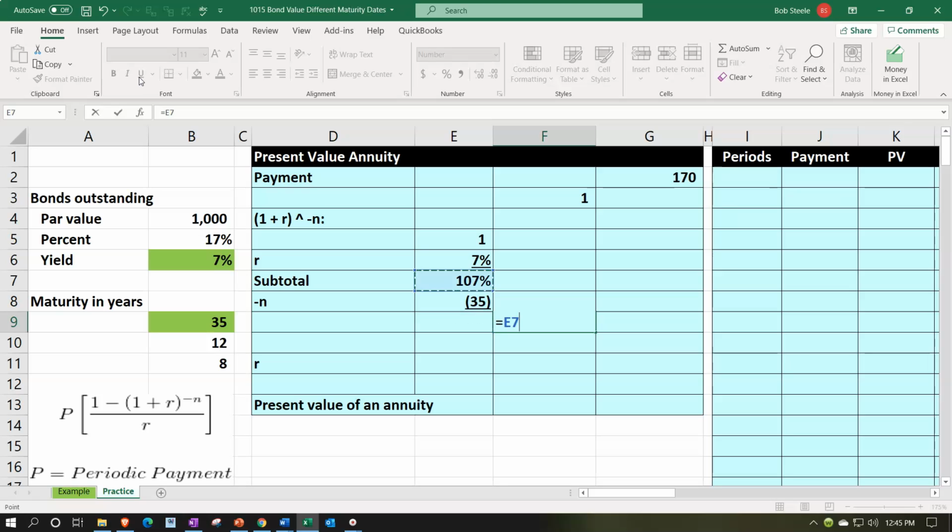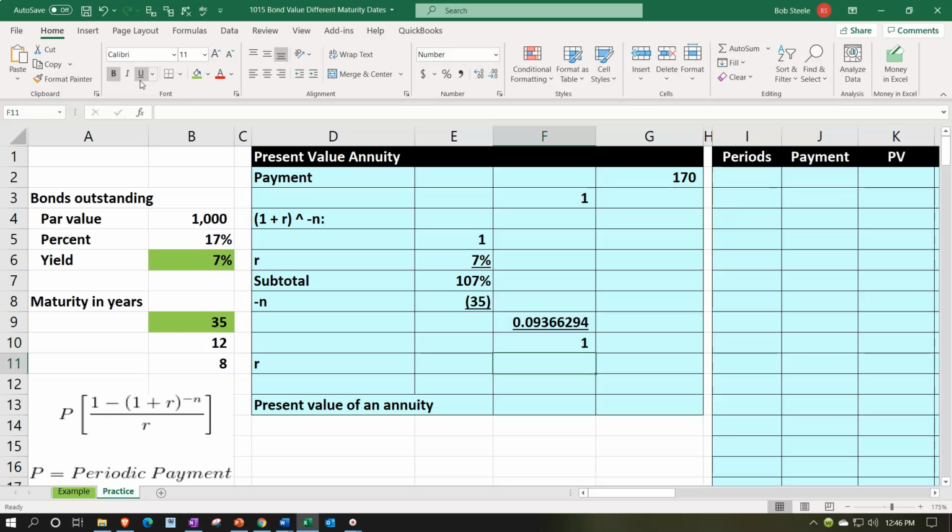This is going to be equal to the 107, shift 6, caret, in other words, negative 35, number of periods. Let's add some decimals so we can see activity happening. Numbers, decimals, stuff is happening now. Home tab, font, underline. Then we can subtract this out, getting to the end result in the numerator.